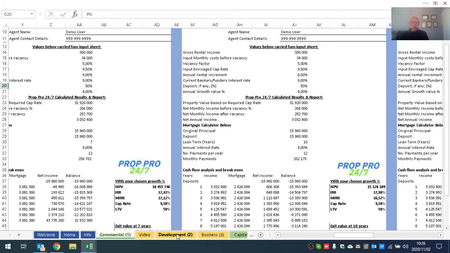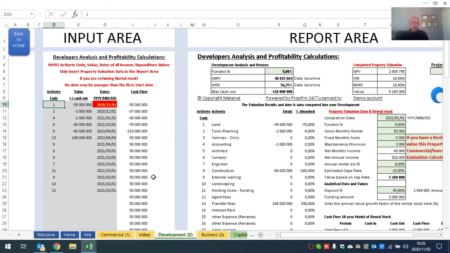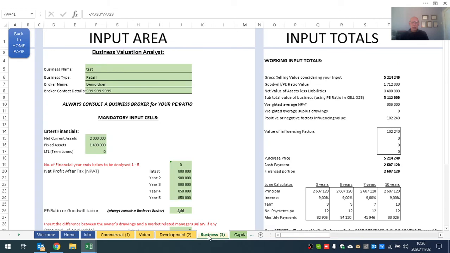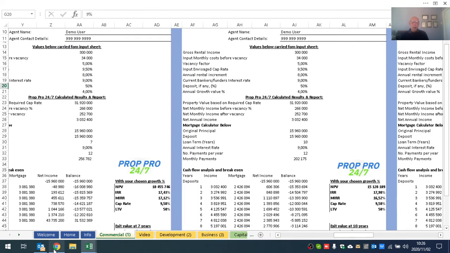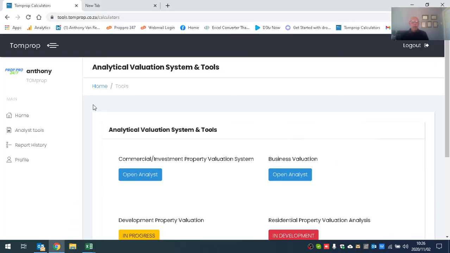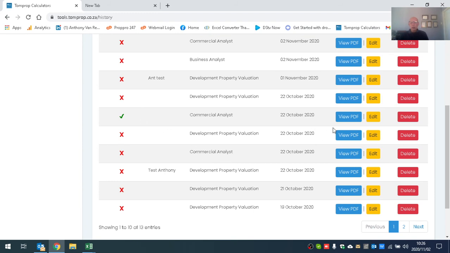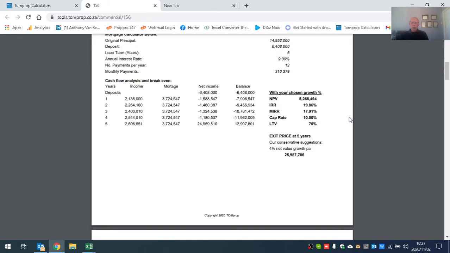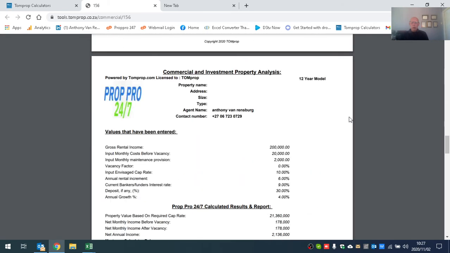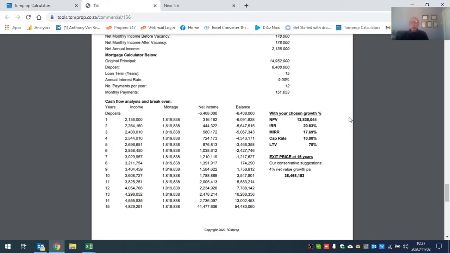We also do have the development property valuation calculator, as well as the business valuation calculator. All three of these valuation calculators are on web app as well. For your convenience, they may be used on cell phones and iPads. And I can just quickly show you an example. If we had to look at a report history on a commercial, let's have a look for a completed one. Here's a completed one. It automatically produces a PDF report for you over all the time periods, from the five-year model all the way down to the 20-year model. So we've got it all for you.